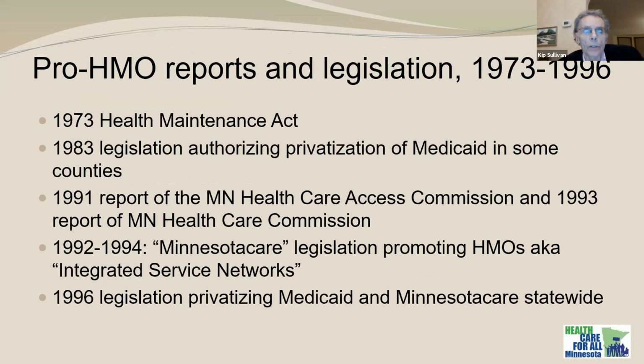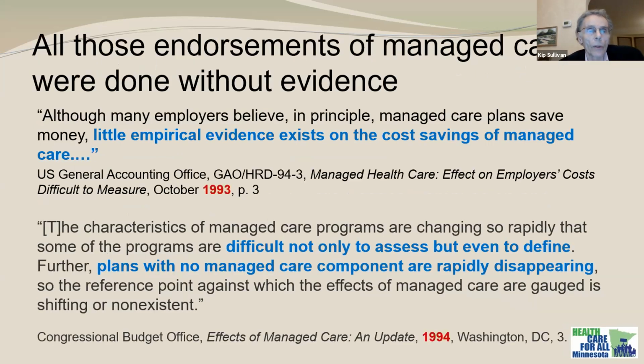These are, again, just the worst of the decisions made by Minnesota policymakers prior to the 1990s. I could run up another slide for bad decisions made after the 1990s. But what I'm doing is explaining how Minnesota became a high-cost state. And all of these acts, the 83 legislation authorizing the privatization of Medicaid that we'll talk about, the 2 reports from the commission, the legislation passed by the legislature in 92, 93, and 94, and the 96 legislation privatizing Medicaid in Minnesota carried statewide, all of them were done without any evidence supporting managed care.